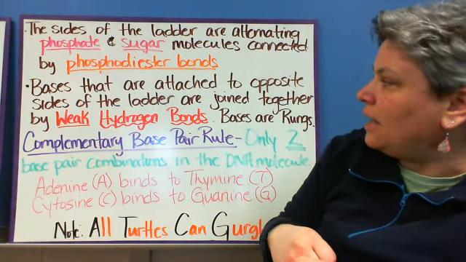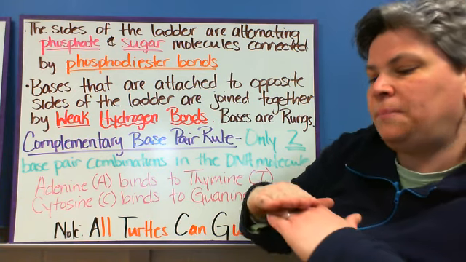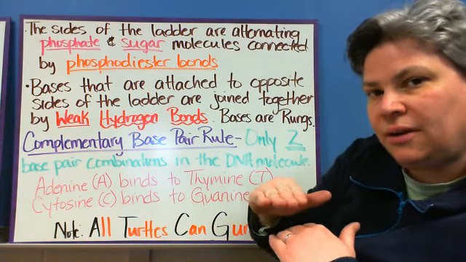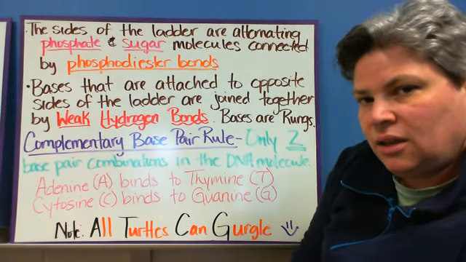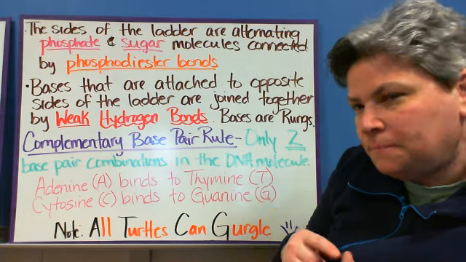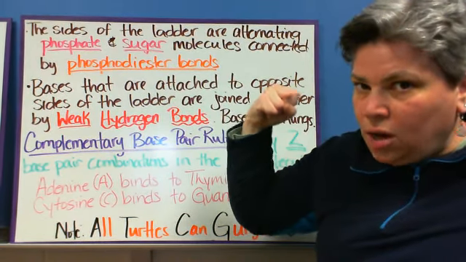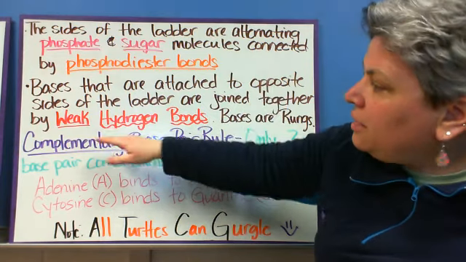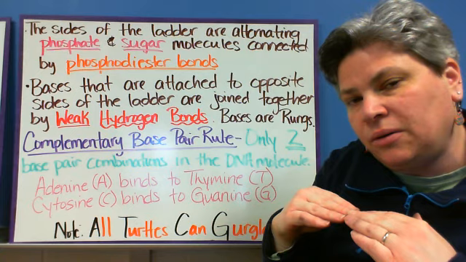The bases then are attached to opposite sides of the ladder in the middle. The bases make up the rungs of the ladder. Those are held together by weak hydrogen bonds. So just think about that for a minute. We've got these phosphodiester bonds, and those are pretty strong bonds, okay? And then they're telling you that there's weak hydrogen bonds holding it together in the middle.